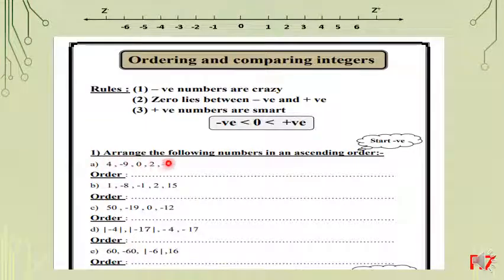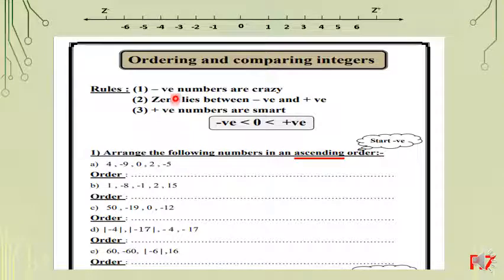Number 1, arrange the following numbers in an ascending order. Ascending means from small to big. So we are going to start with negative. Here we have 4, negative 9, 0, 2, and negative 5. We need to start with negative. Which negative? We have negative 9 and negative 5. Which is the smaller here?